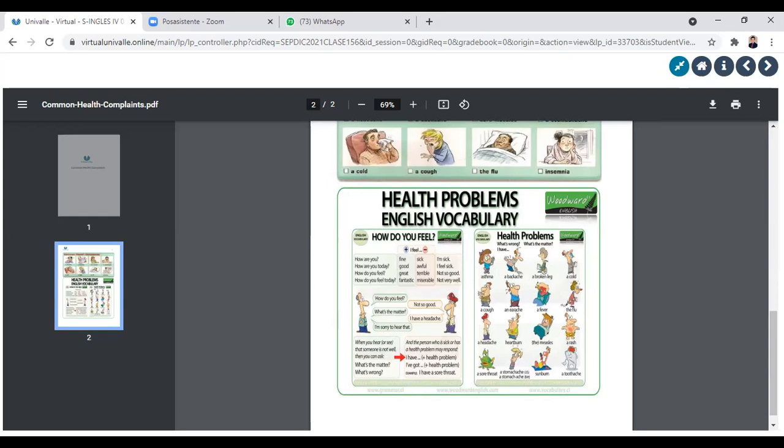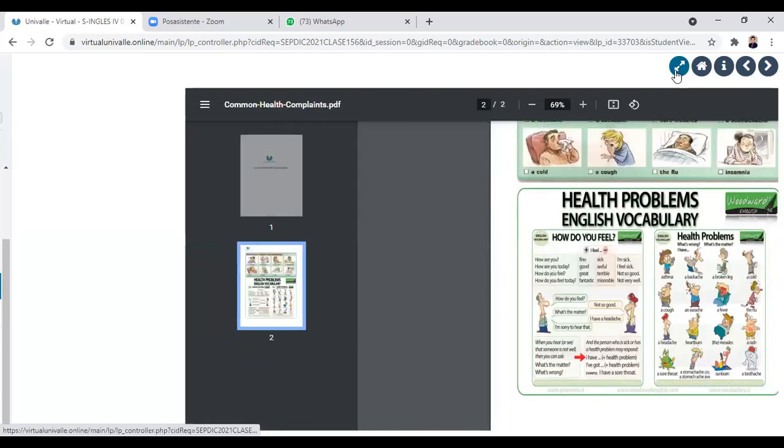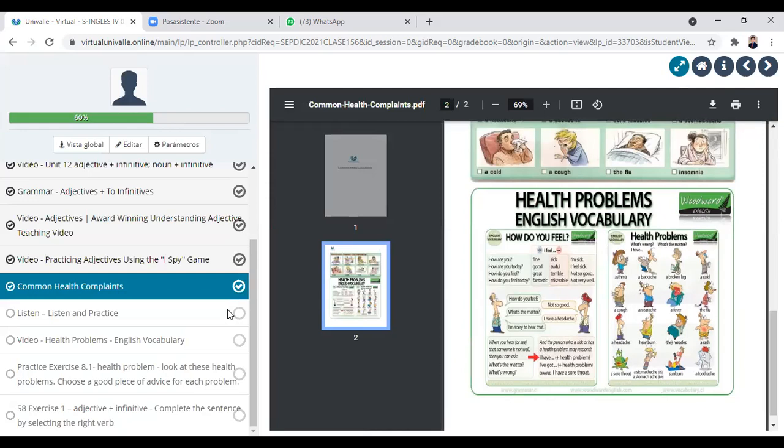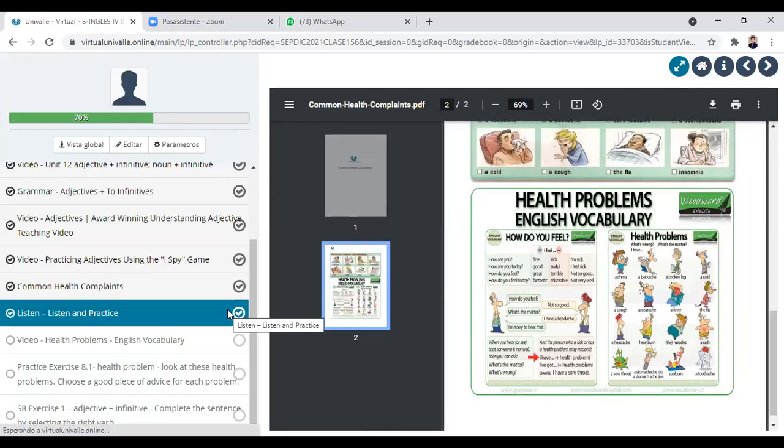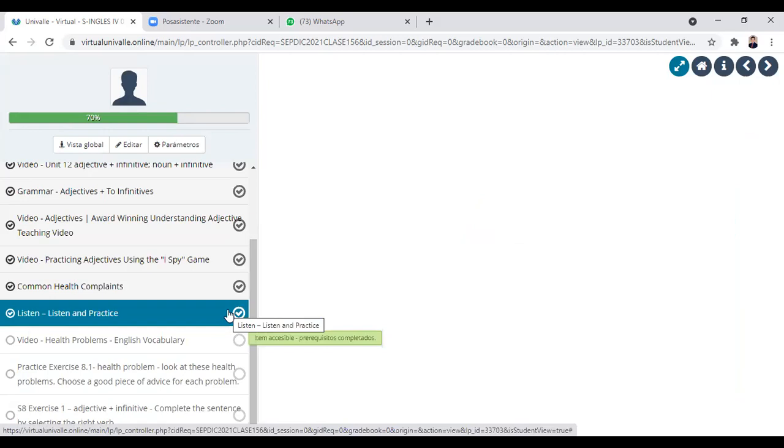When you hear or see that someone is not well, then you ask, what's the matter or what's wrong? And the person who is sick or has a health problem may respond, I have plus the health problem or condition, or I've got plus the health problem. Example, I have a sore throat. Okay, that is extra vocabulary for you to know when you're not feeling really well.